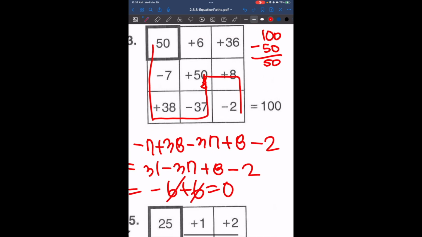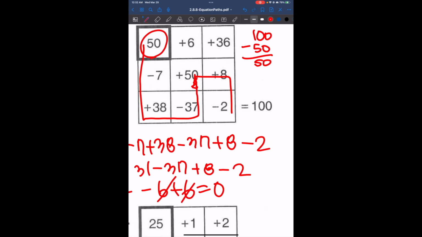So that tells us that this path is basically 0 plus 50. So the numbers within the path all add up to 50. And so basically we have starting number 50 plus 50 for the path equals final number 100. So this was the path that we want to take.